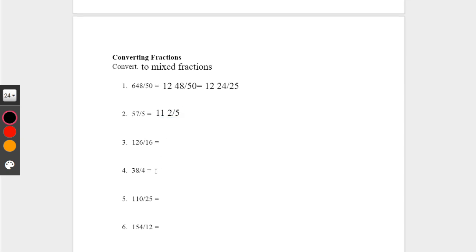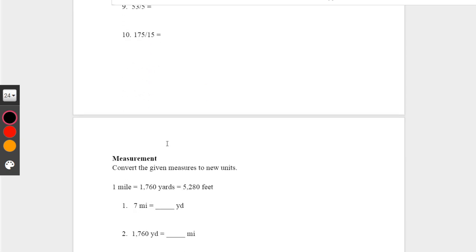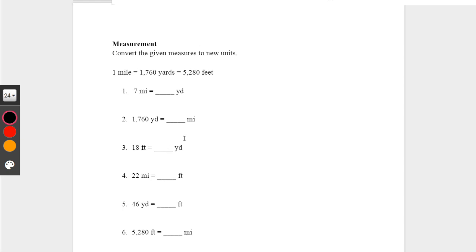Here, let's try this one. 38. How many 4s can we fit into it? We can fit about 9 4s, so that 9 times 4 equals 36. So there will be 2 left, right? So that would be 2 over 4. And then if it tells you to simplify, it would be 9 and 1/2, basically. Yeah, alright.